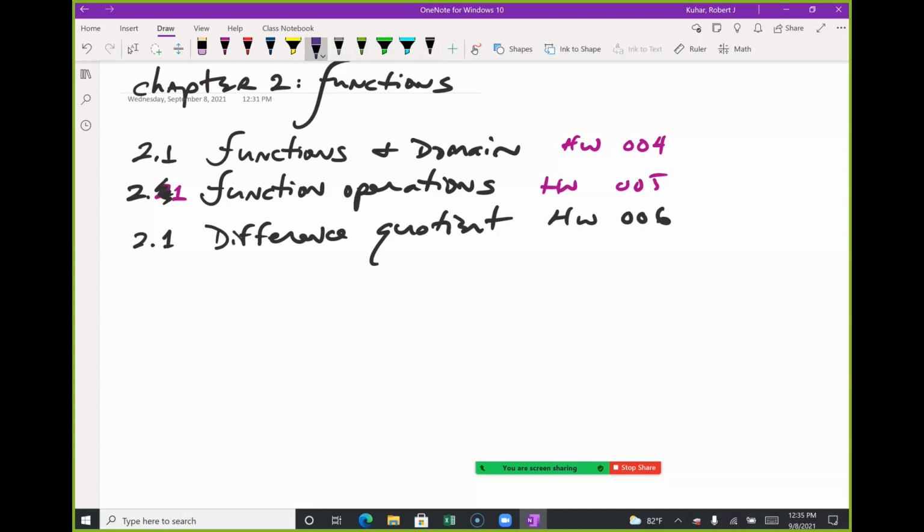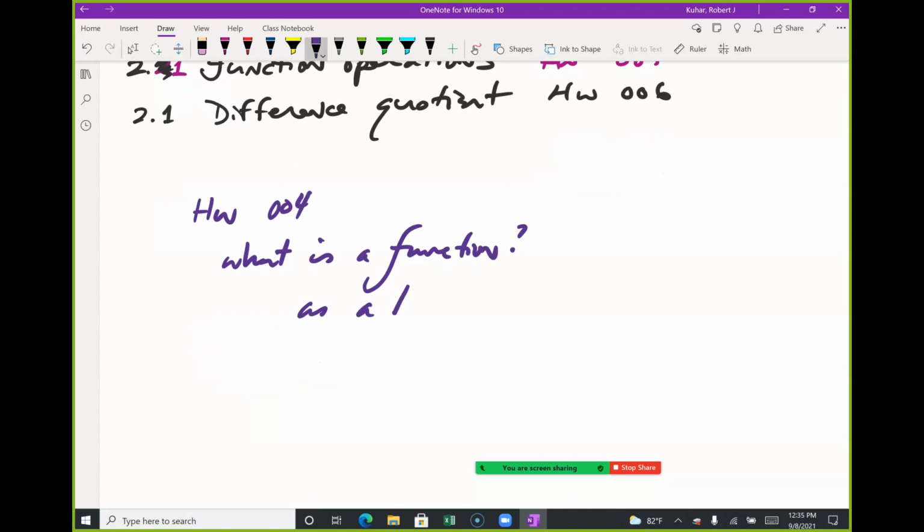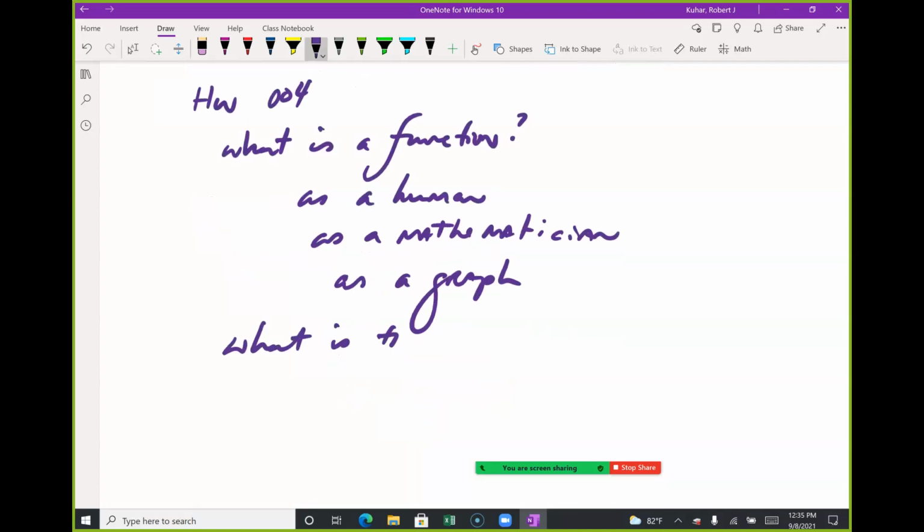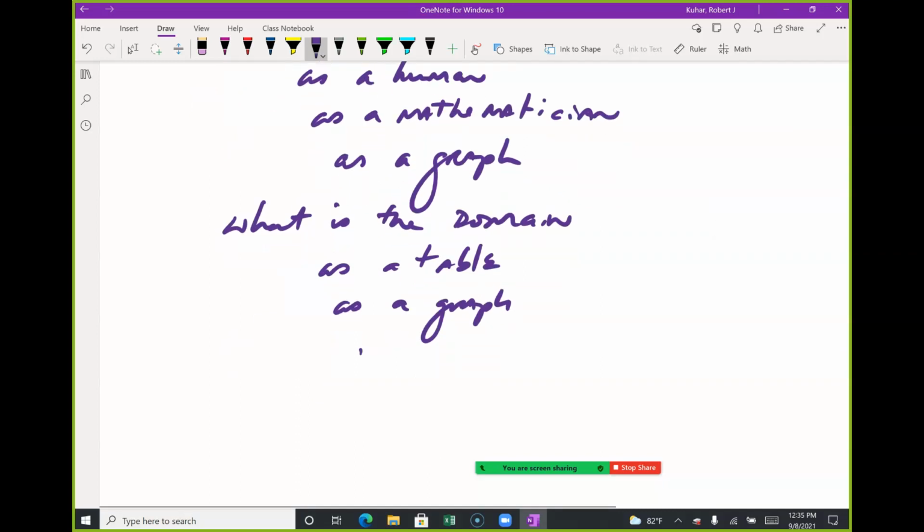So this first homework, homework 4, we're dealing with what is a function, right? And how do I find domain? What is a function? As a human, as a mathematician, as a graph, and then what is the domain? And that's going to come from as a table, as a graph, or algebraically. So those are the things we're doing.